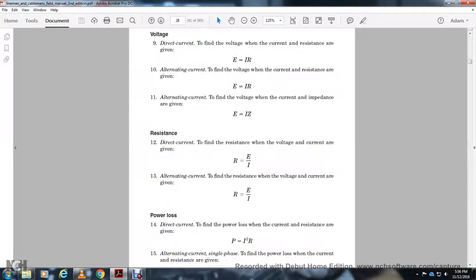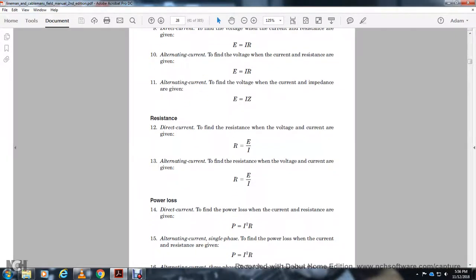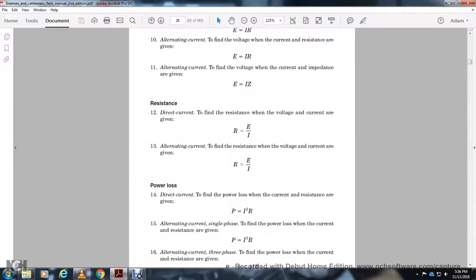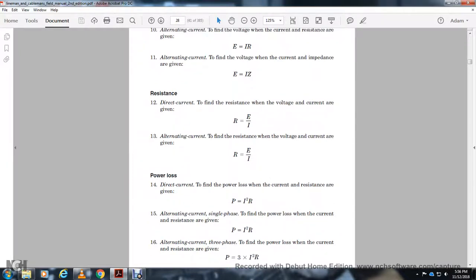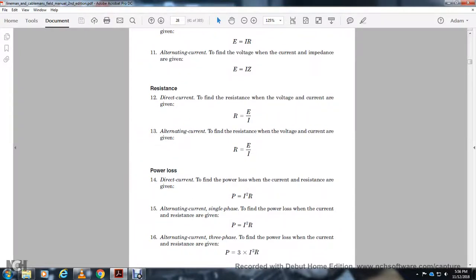For alternating current single phase, the power law for resistance: power is equal to the amps squared times the resistance. For alternating current three phase, the power law for resistance: power is equal to 3 times the amps squared times the resistance.